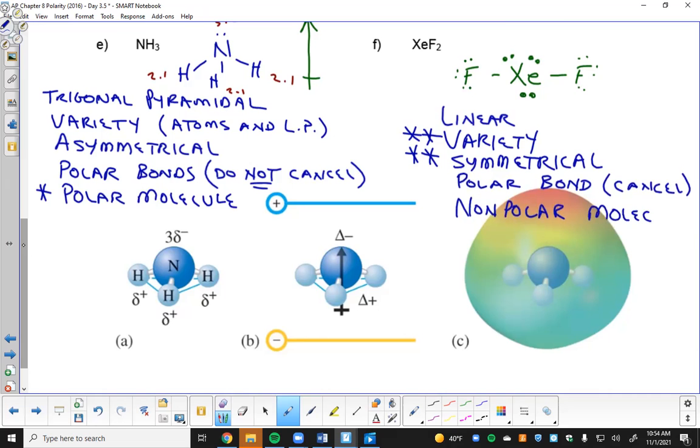Usually variety does, but you're going to see with two examples of noble gases, the noble gases tend to position their atoms in a symmetrical way and their lone pairs in a symmetrical way, that they take that variety and make it symmetrical. I guess symmetry outdoes variety, yeah.